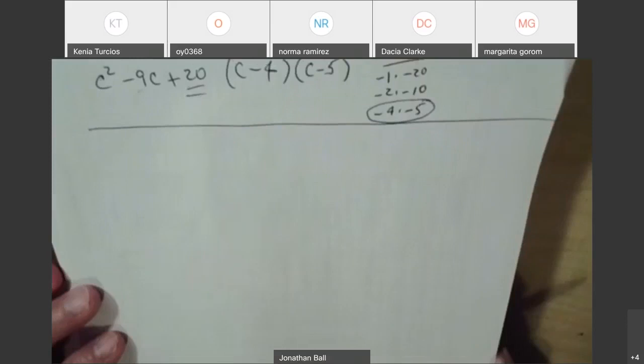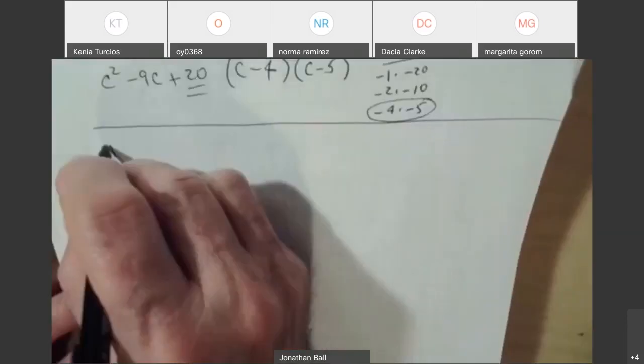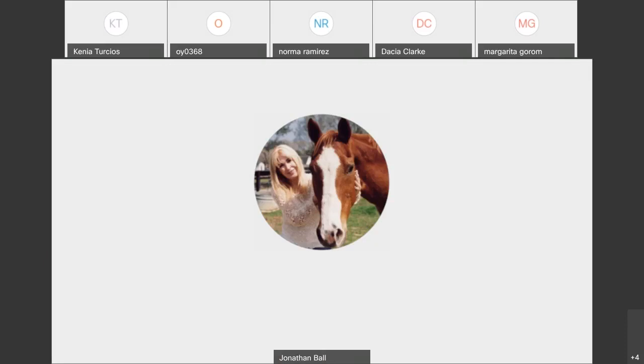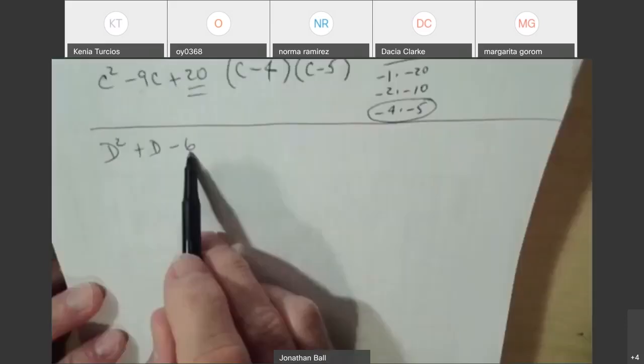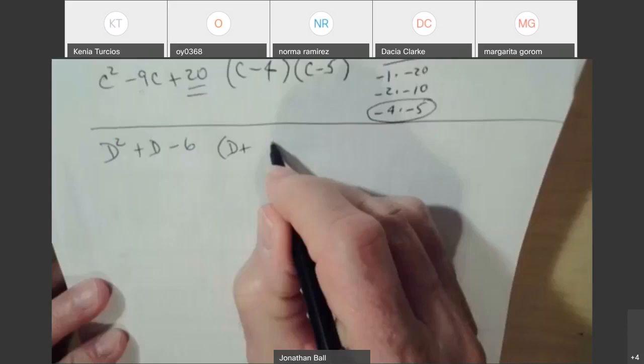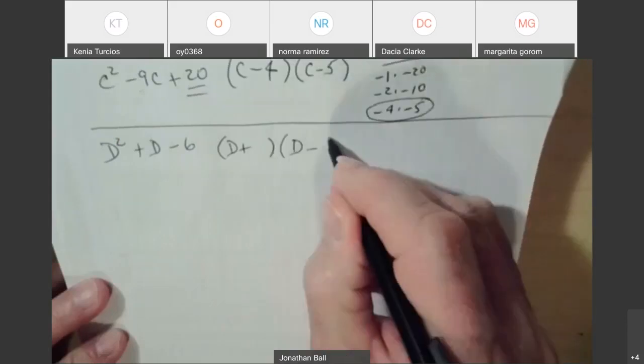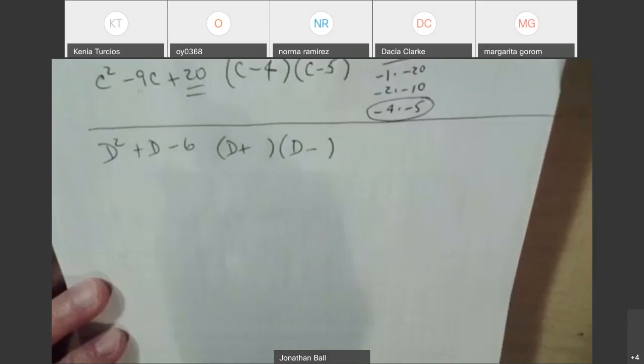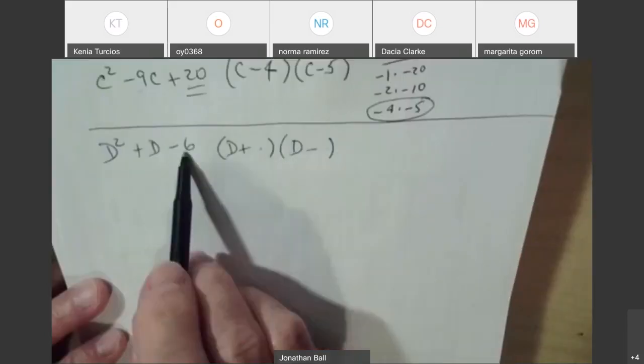What about this? D squared plus D minus 6. Now, for the linear term to be positive and this to be negative, it's going to be D plus something and D minus something. Because remember, what's the last thing we do when we do the distributive property? This number times this number, a positive times a negative is a negative.